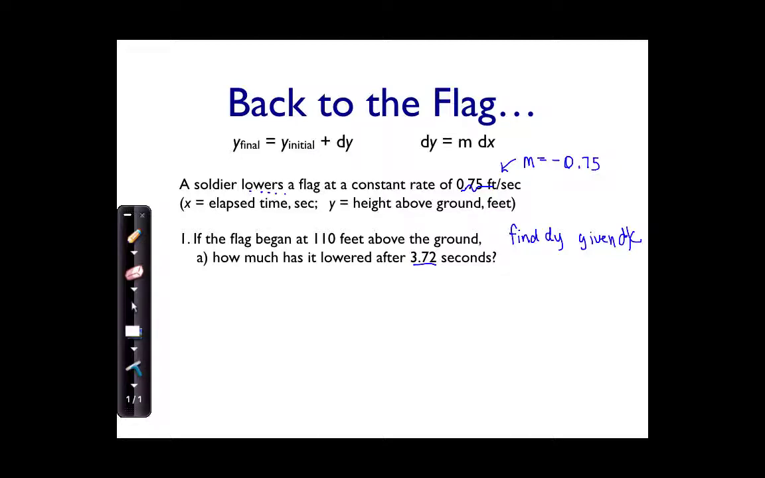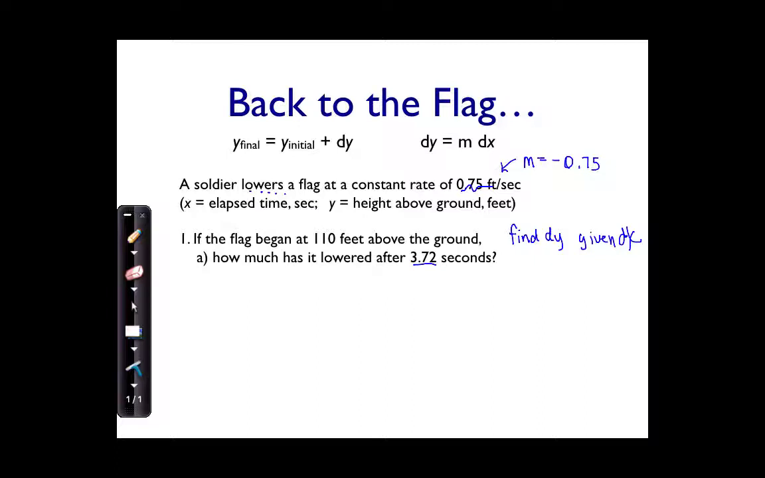So if I want to know how much the flag lowered, again, this might seem like overkill, like, yeah, it's really easy to figure out, but think carefully about what quantities you're comparing. We'll run into some more tricky situations, or ones where we have fewer numbers and more symbols. So it's really important to keep in mind not just how to do the computation, but what it is that we're putting together. So, 3.72 seconds worth of negative 0.75 feet per second.